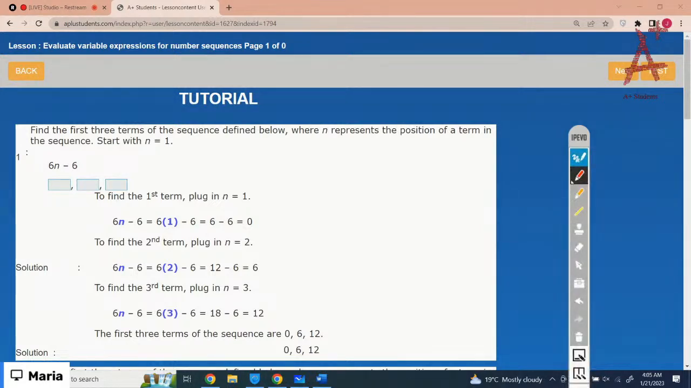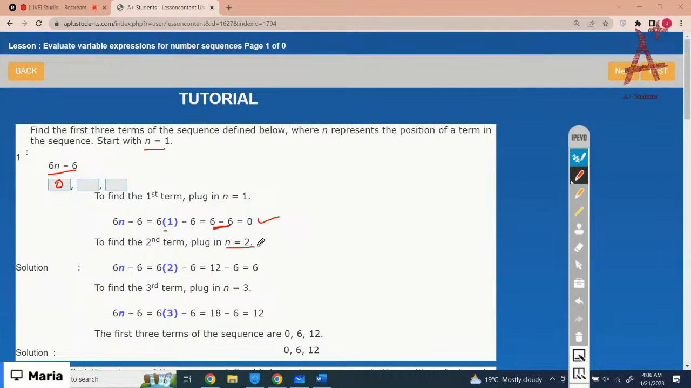Here is the mathematical expression given, that is 6n minus 6. You have to start with n equals 1. So just replace the n with 1. It would be 6 times 1 minus 6. So 6 times 1 is 6 and 6 minus 6 is 0. That means the first term in here is 0. Got it?